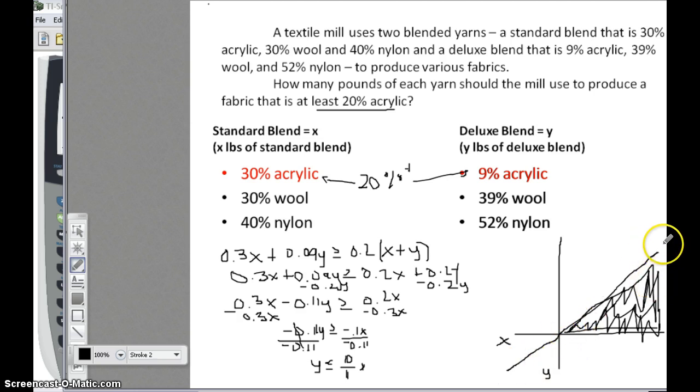It truly does continue on to infinity out this direction and up forever. And as long as I pick an ordered pair, any ordered pair in the world in this region, it meets the criteria that I will have at least 20% of acrylic in that final mixture. The ordered pairs would give me the amount, the x and the y, the pounds of each type of wool.